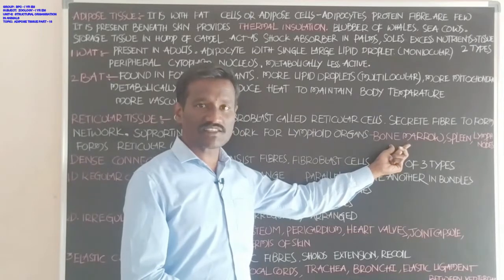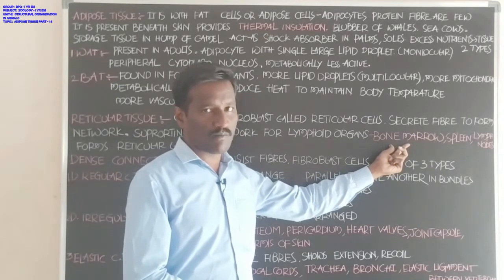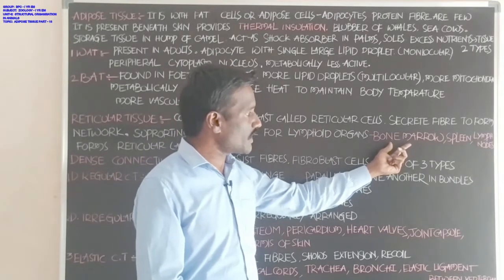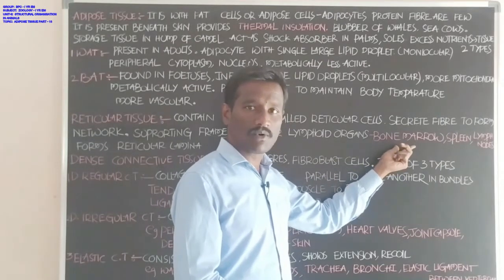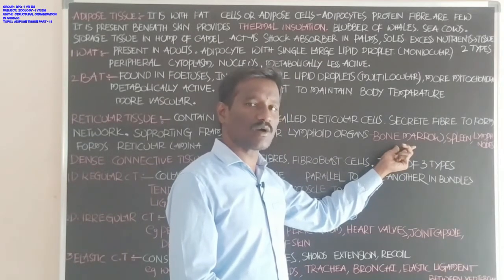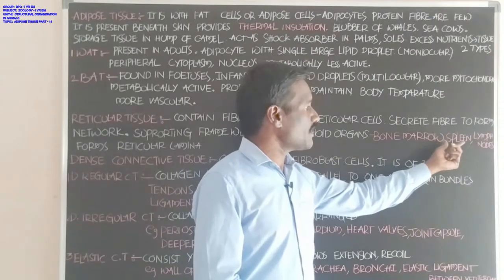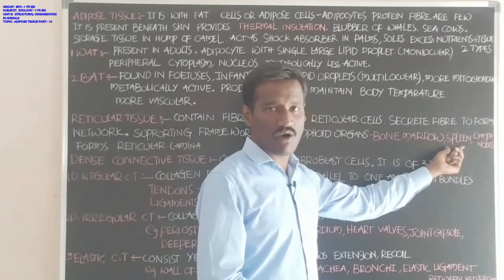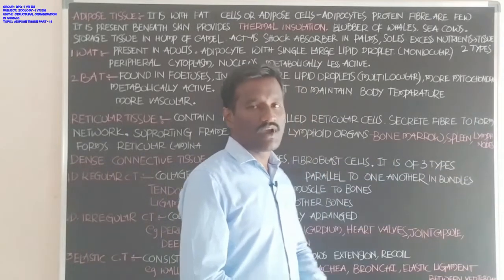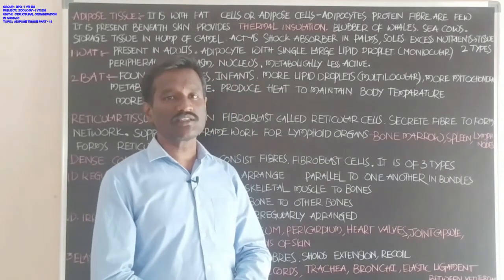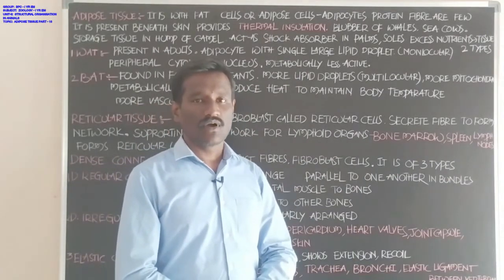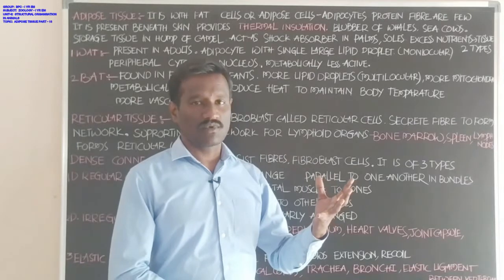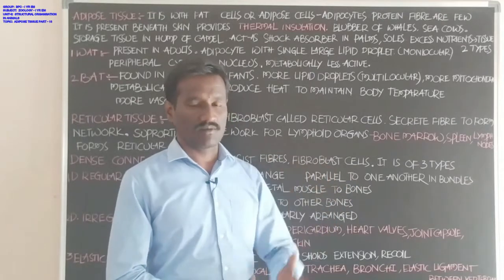Bone marrow is present in the inner part of the bones. Bone marrow produces blood cells and the immune cells in the body. And the spleen is one of the lymphoid organs, and it is located at the left portion of the abdomen.